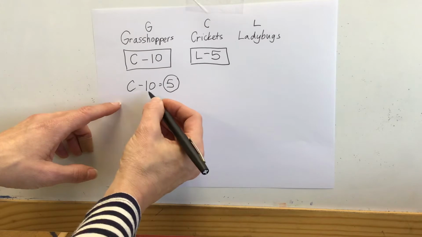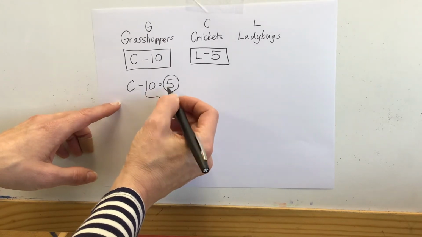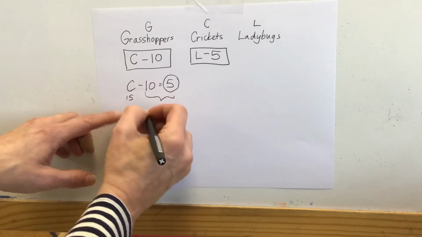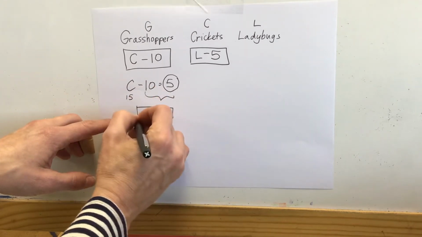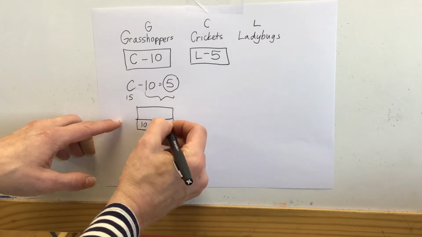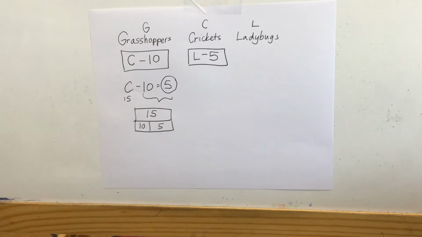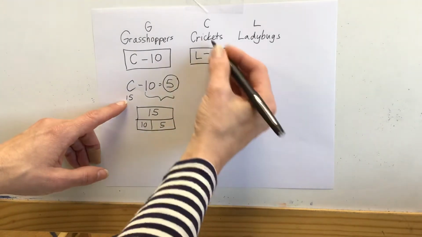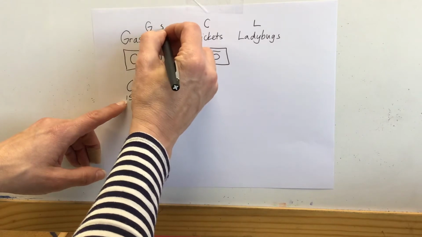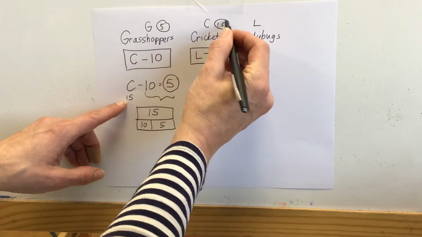So something minus 10 equals 5. We can add these two together. 10 plus 5 is 15. So it would look like this in a bar diagram. Okay, so we know there's 10, we know there's 5. 10 plus 5 is 15. Okay, that is how many crickets he has. So we know he has 5 grasshoppers and he has 15 crickets.